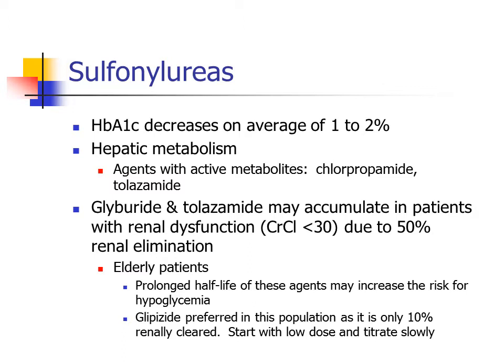In addition to just regular renal dysfunction patients, you have to consider your elderly patients who by age alone may have a decline in renal function. So the prolonged half-life of these agents, as I mentioned, may increase their risk for hypoglycemia. For this reason, glipizide is the sulfonylurea agent of choice for this population. The reason for this is it's only 10% renally cleared and has a shorter half-life. And as with any medication for your elderly patients, you want to start with a low dose and titrate slowly based upon response while monitoring for adverse events.